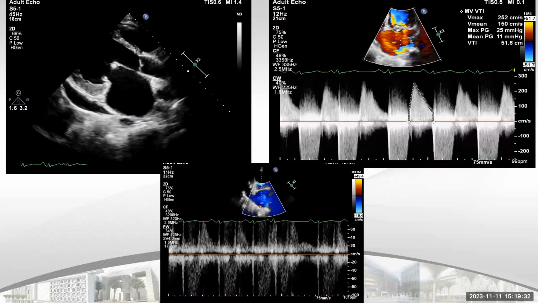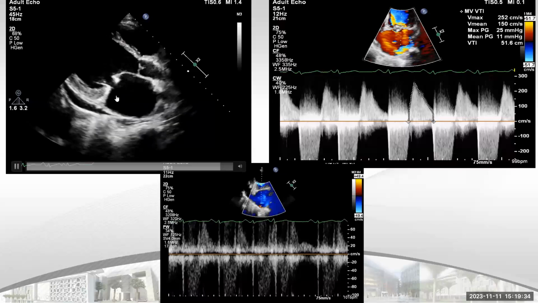Looks like the picture is just hanging, but it's okay. It's slow.